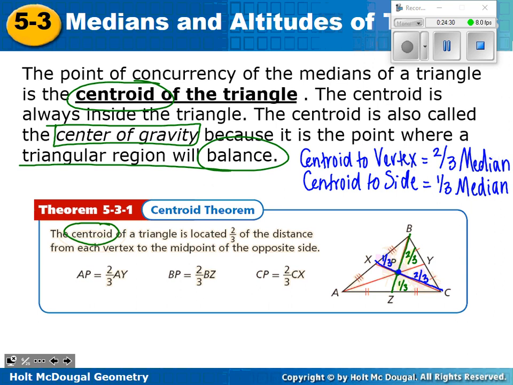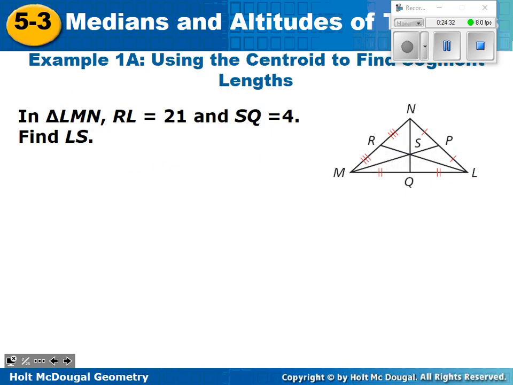Okay, so let's try some problems. Here's the first one. And then if you're having trouble with the mental math with the division, I can show you an equation you can write down. So if we look at this picture, they tell us in the picture that RL is how much? 21.